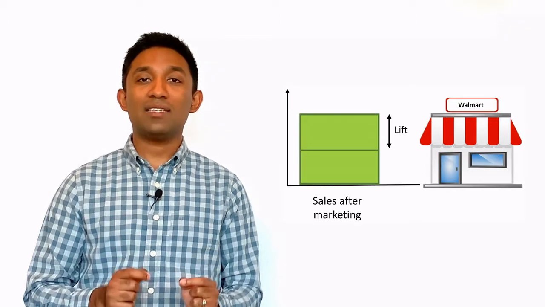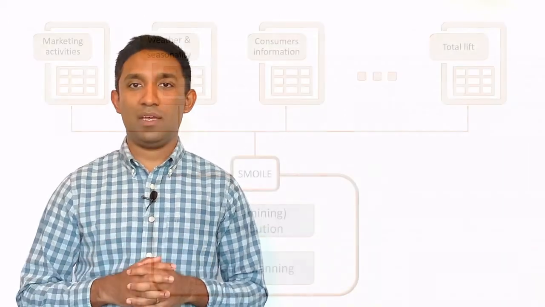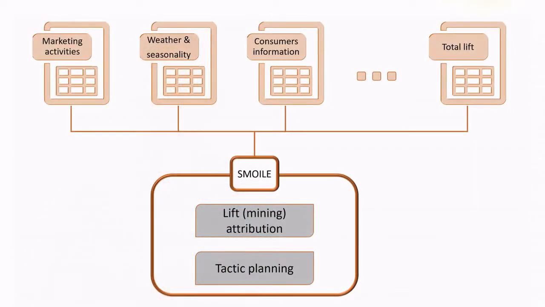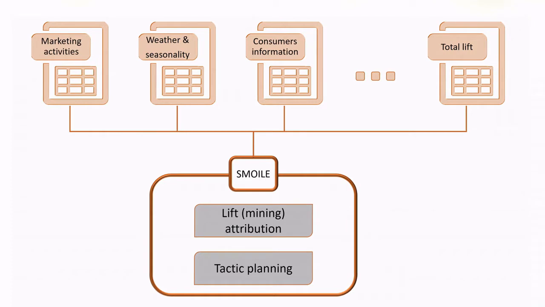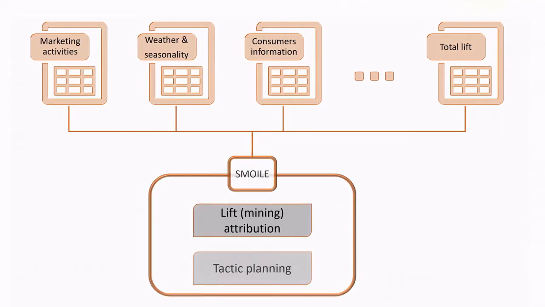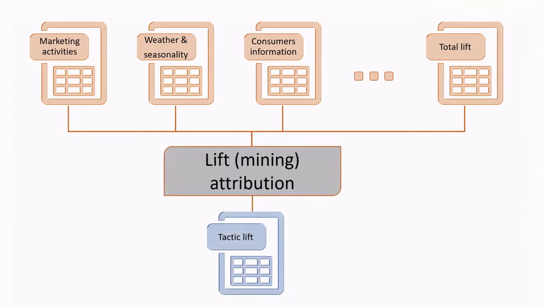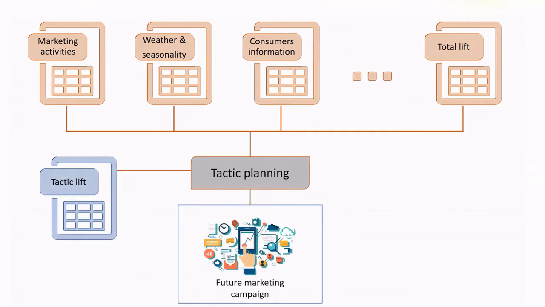Planning or optimizing a marketing campaign to maximize lift is a challenging problem. And this is the focus of shopper marketing optimization and inverse learning engine, or SMOILE for short. We provide an easy to implement and integrated framework that marketers can use to mine the influence of marketing strategies from several sources of data. And then they use this knowledge to plan future marketing campaigns.